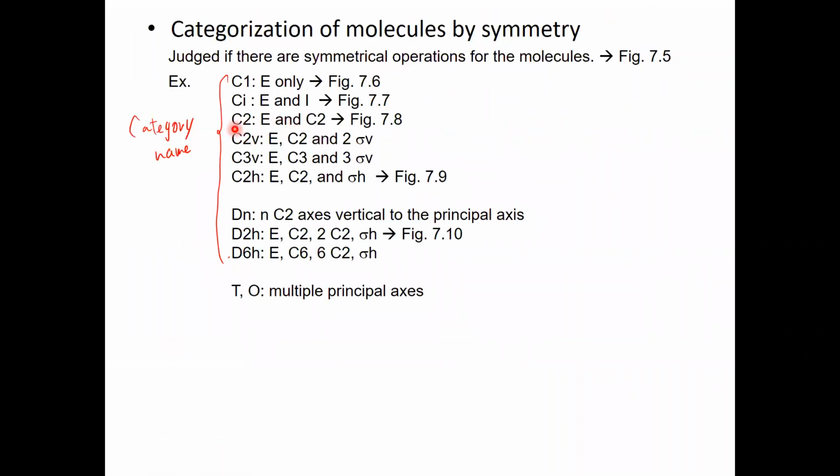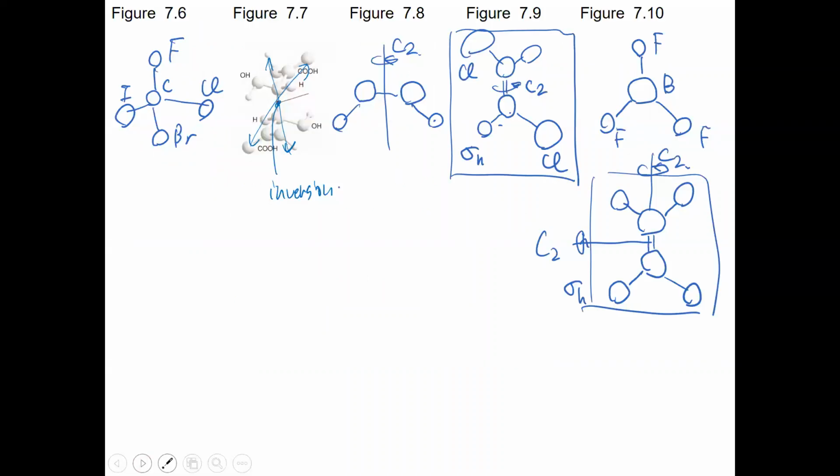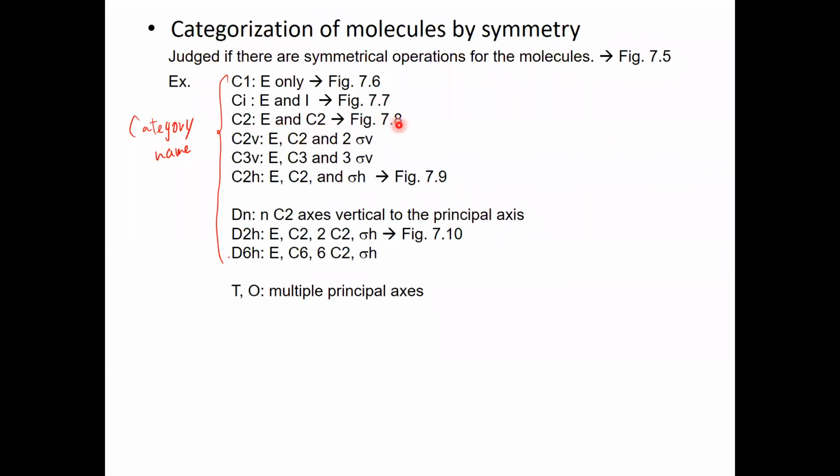And then in the case of C2, now you have not only E but also the C2 symmetrical operation. Here's H2O2, right? This is one type of these molecules. So you have a symmetrical axis here, and you have only the C2 symmetry, meaning the 180-degree rotation. You could overlap the molecule again. So this is a C2.